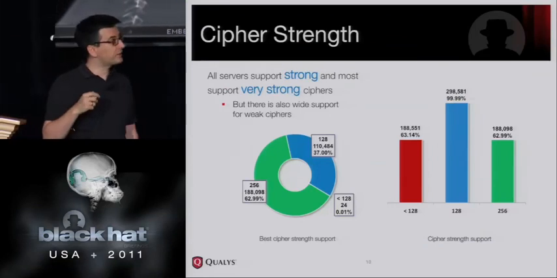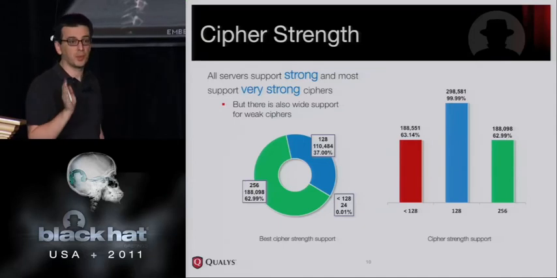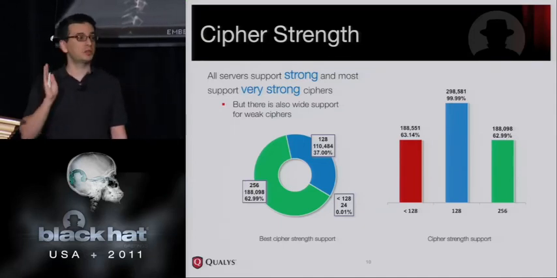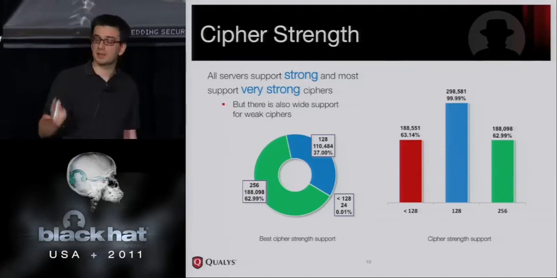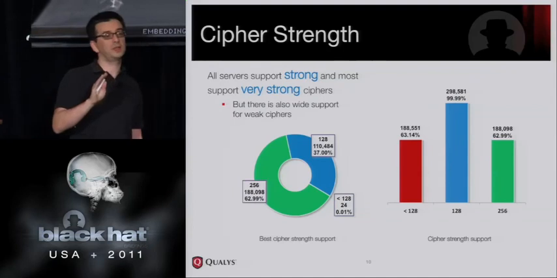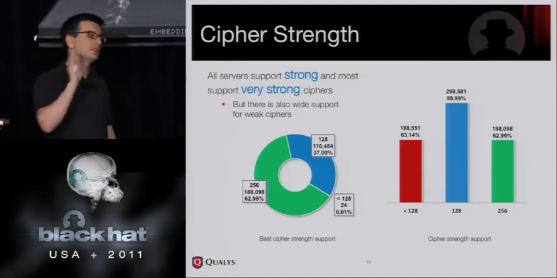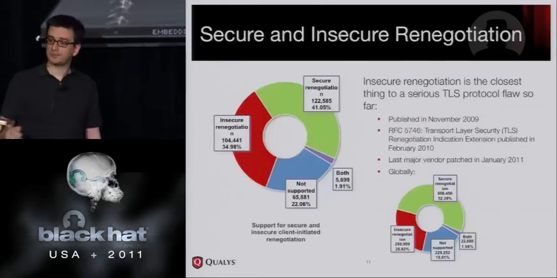Next up is cipher strength. Pretty good news here. You will see that virtually all sites support 128-bit encryption, which is sufficient. Some will support 256 bits. Unfortunately, a large number also support weak cipher suites, which are completely unneeded, but probably result from having everything enabled by default.